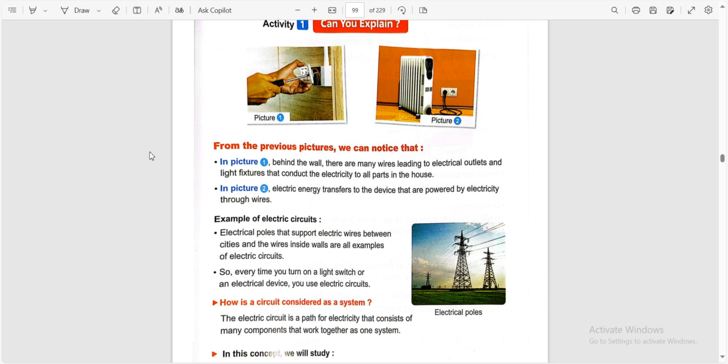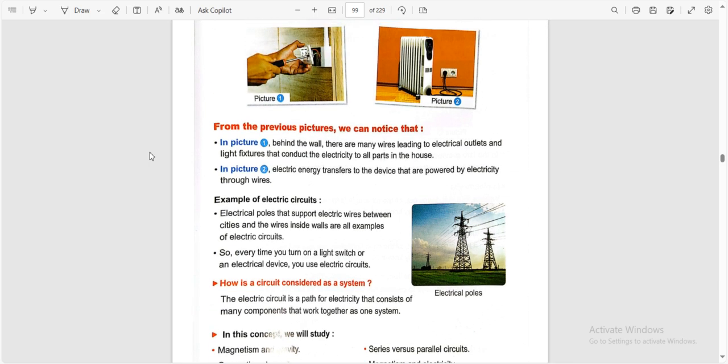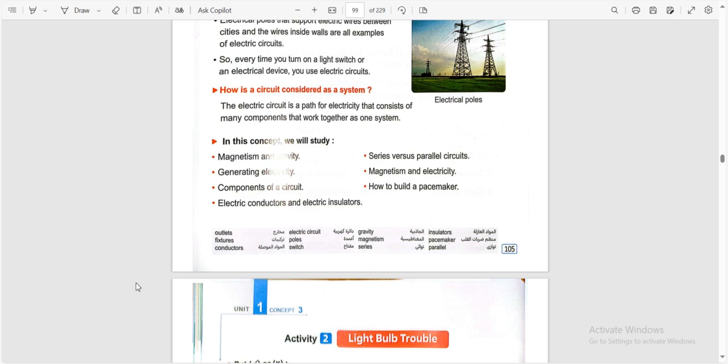But where does the electricity behind the wall come from? It has to be from somewhere else. So it comes from electrical poles, and these electrical poles transfer electricity from electrical power station to our homes and all the buildings that we see. Good.